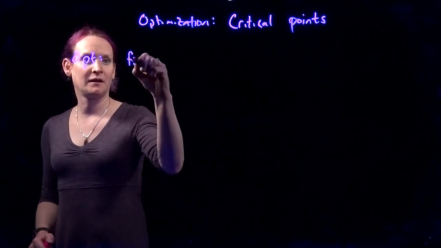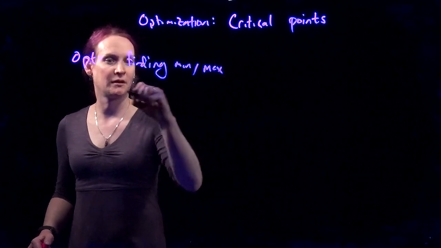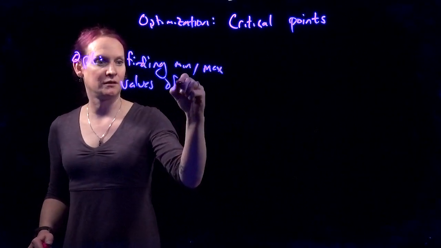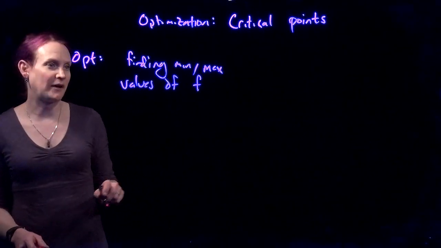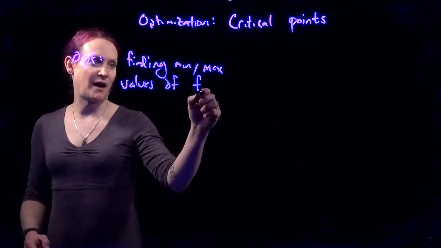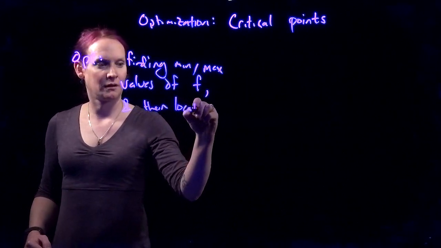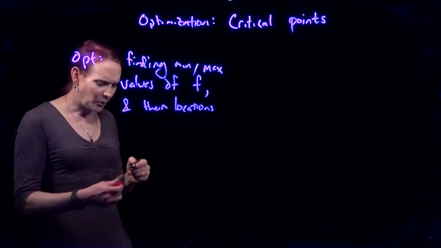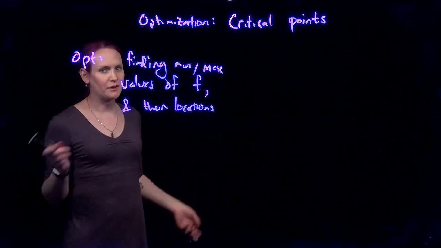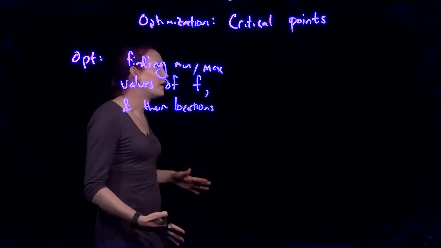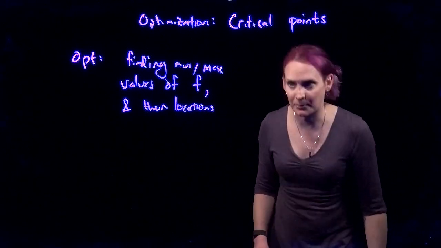That is finding minimum or maximum values of a function. Okay? We want to find either the minimum or maximum values of f, and probably their locations. If we're asking where is the highest point in the state of Wisconsin, we want both the coordinates of that point, as well as the actual elevation of that place, right?